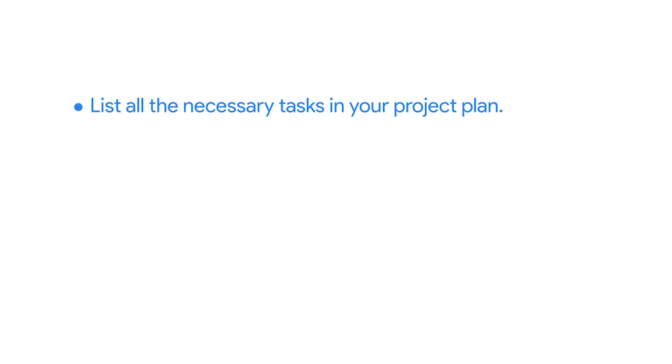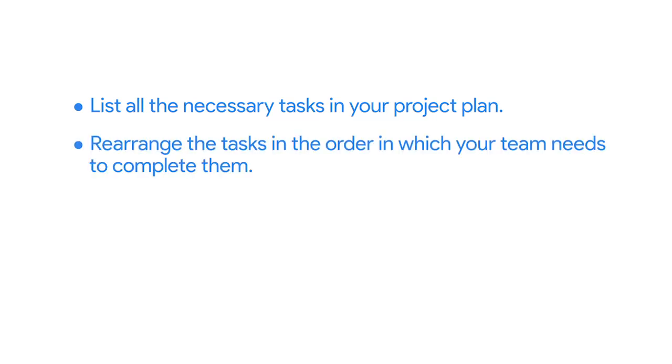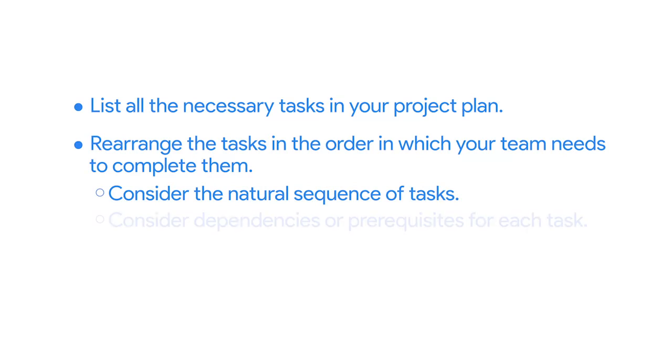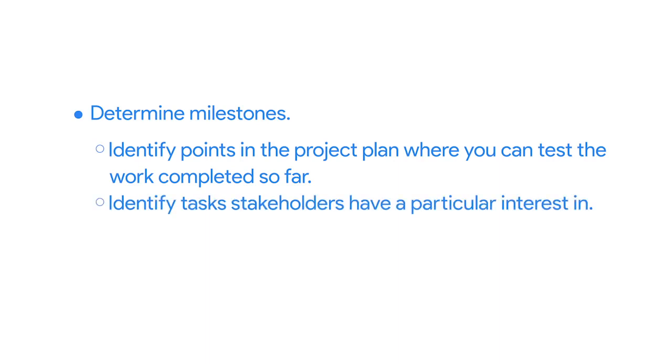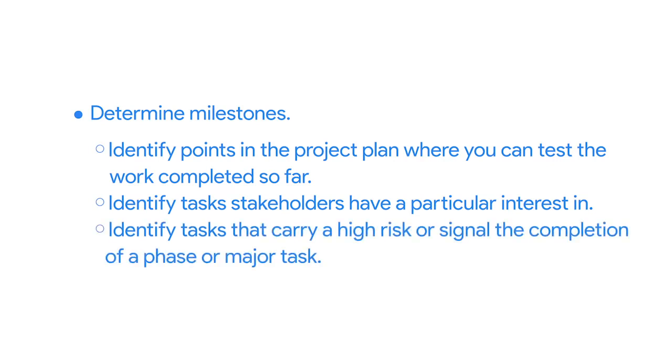Amazing job! Let's review. Once you've listed all of the necessary tasks in your project plan, you'll need to rearrange the tasks in the order in which your team needs to complete them. It's also important to consider the natural sequence of tasks, as well as the dependencies or prerequisites for each task. Once your tasks are in order, you'll need to identify milestones. When determining milestones, it's crucial to identify the points in the project plan where you can evaluate the work completed so far, identify the tasks that stakeholders have a particular interest in, and identify tasks that carry a high risk or signal the completion of a phase or major task.